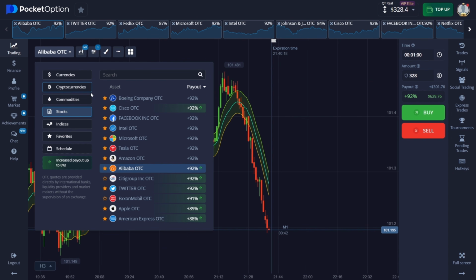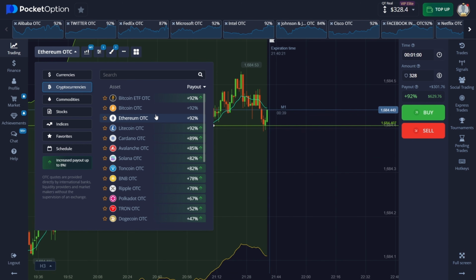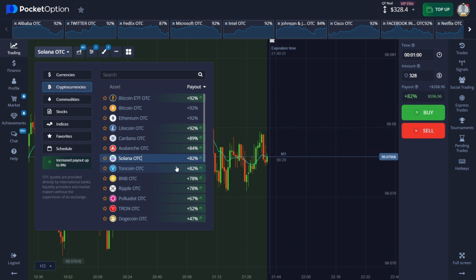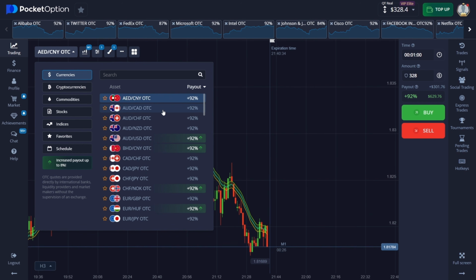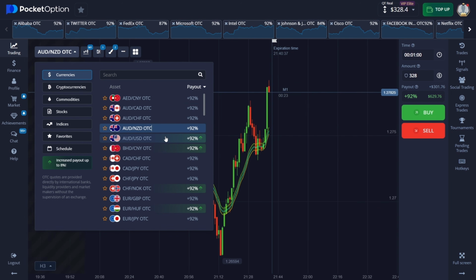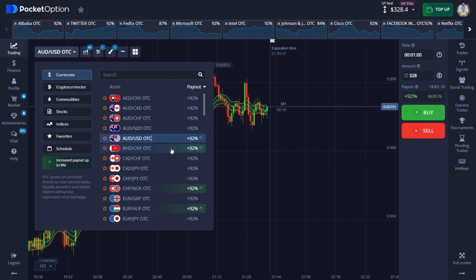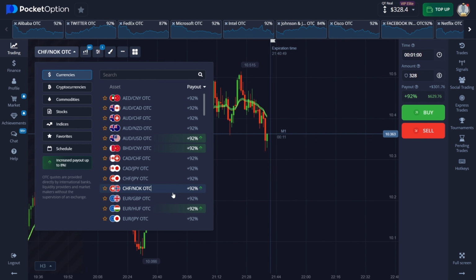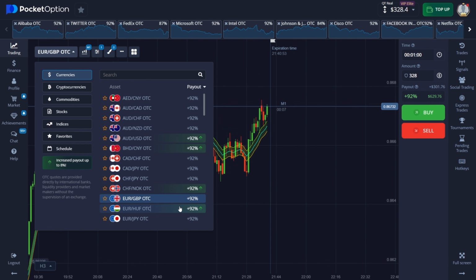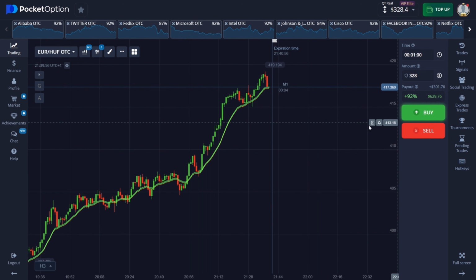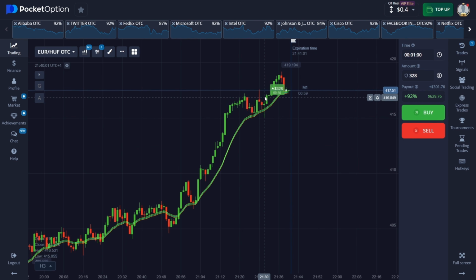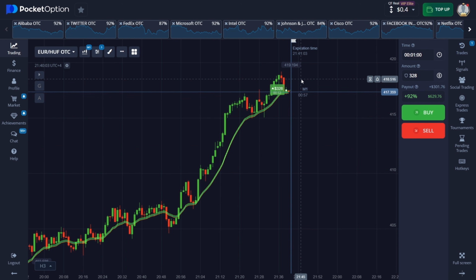Let's check for a cryptocurrency trade. However, there is no trade available in cryptocurrencies, so let's move on to currency pairs. I found a trade on the Euro-HUF OTC pair and placed a $328 trade for the upside move. As you can see, there was an uptrend and the candle was taking support from the envelope levels.